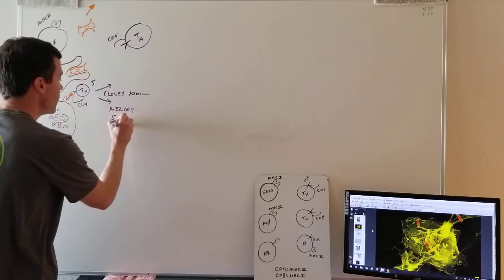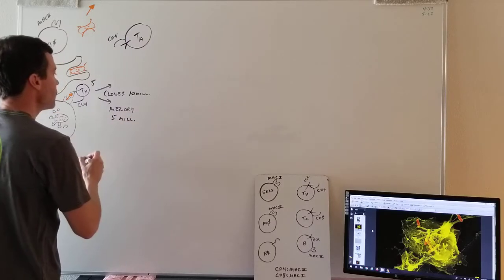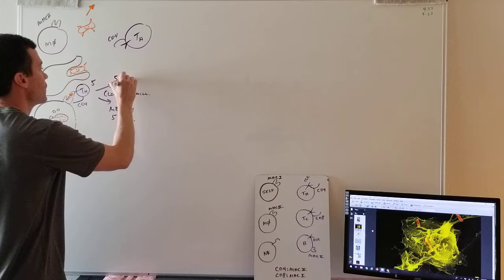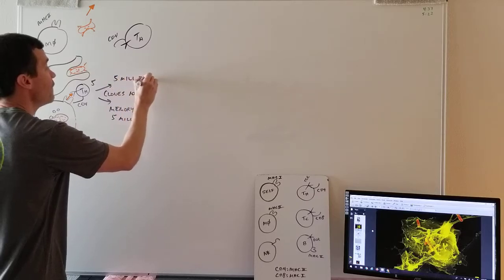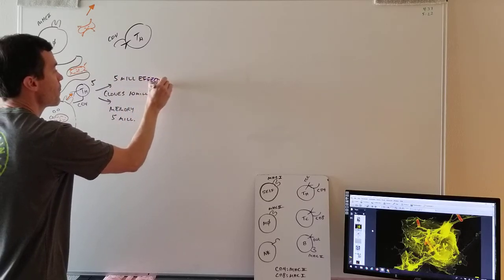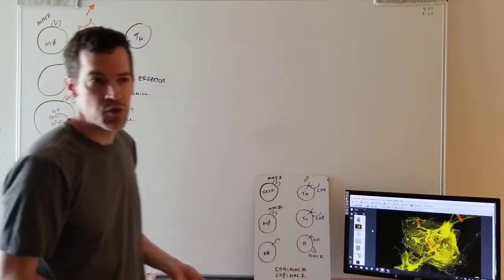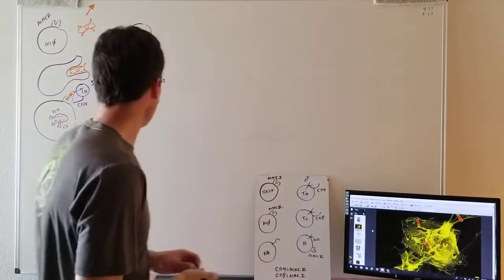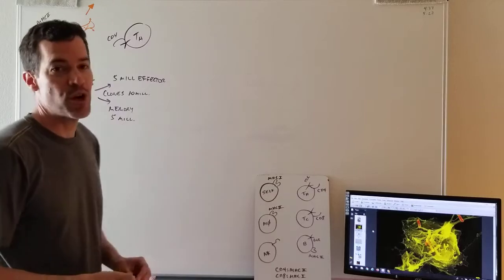Maybe 5 million are memory cells. And maybe 5 million are what we call effector cells. Those are the ones that basically go to work. So those are the ones that are ready to fight now. Memory cells, they hang out for another day.